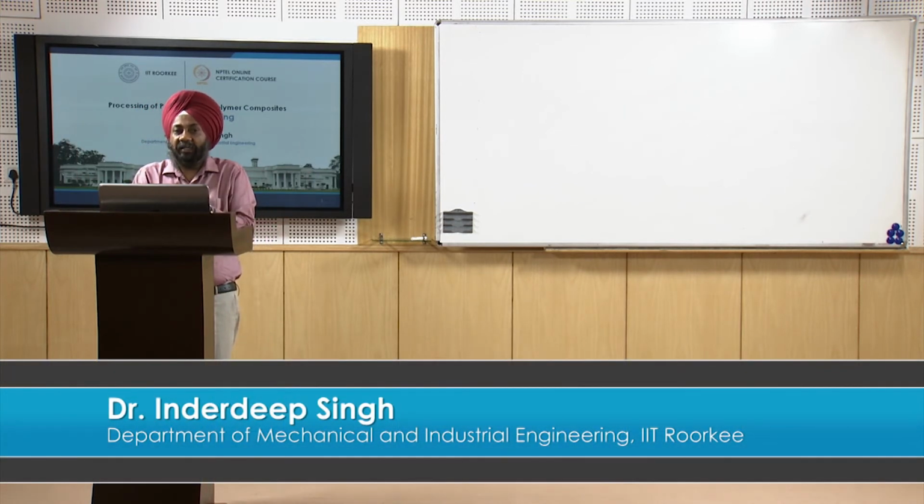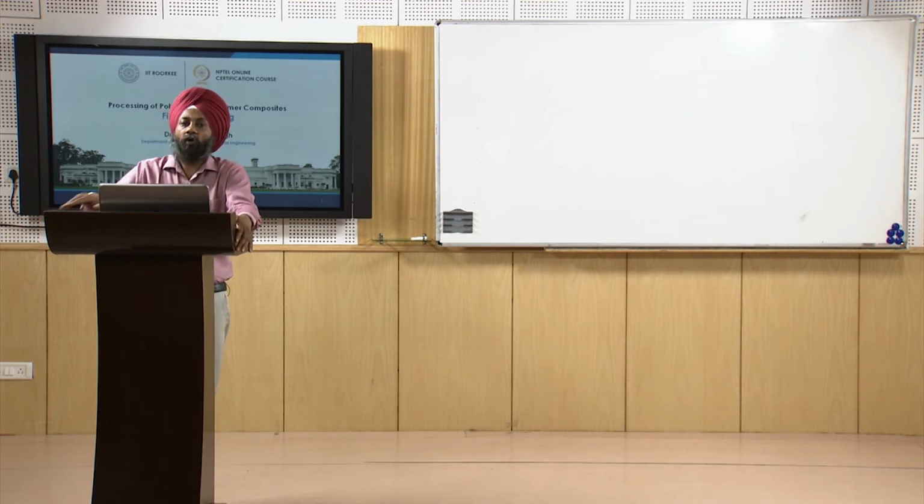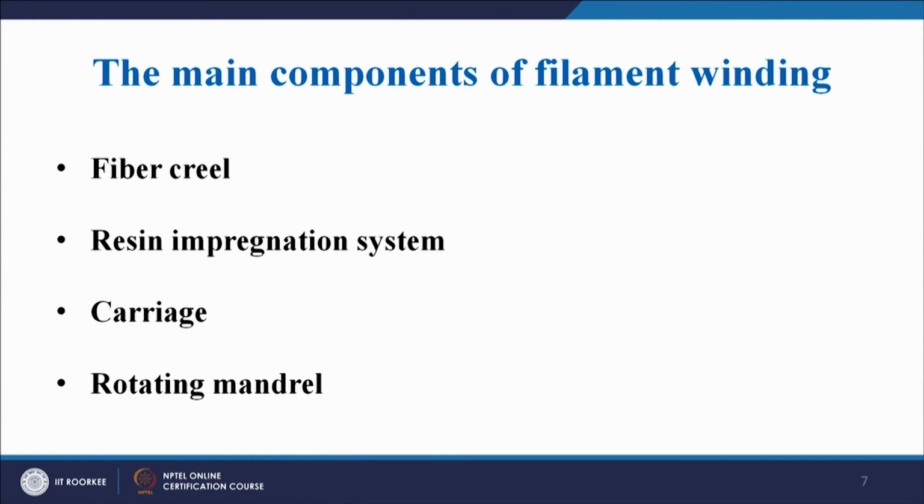If we don't have a carriage, we will not be able to achieve the desired length of the composite product. So the carriage will ensure the lateral movement of the resin bath so that the fiber is deposited at the requisite or designed angle on the rotating mandrel. Then finally the rotating mandrel is the final component which takes the fiber or winds the fiber that is impregnated in the resin bath and that is coming from the fiber creel.